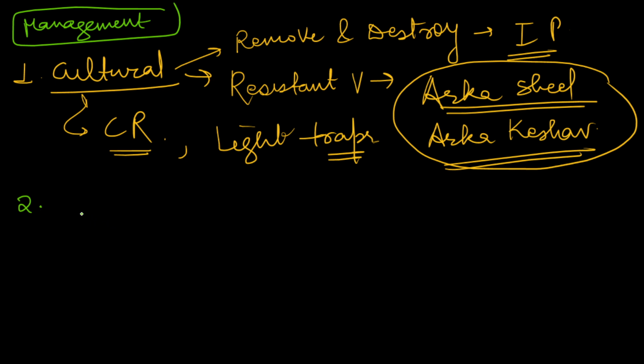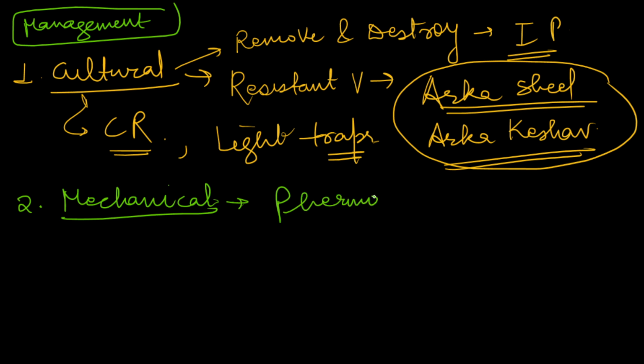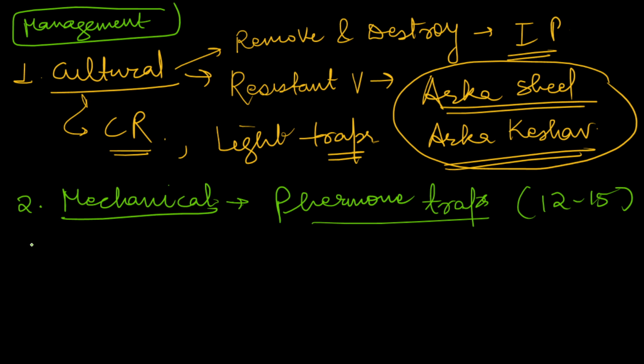Secondly, we can also mention mechanical practices. In mechanical, obviously we can remove the eggs in the soil, and you can use pheromone traps. Although pheromone traps can be written in cultural also, they can be written in mechanical too. Because the pheromone traps attract a lot of male moths in mass trapping, and we will destroy all the moths trapped there. I think 12 to 15 pheromone traps per acre can be used here.